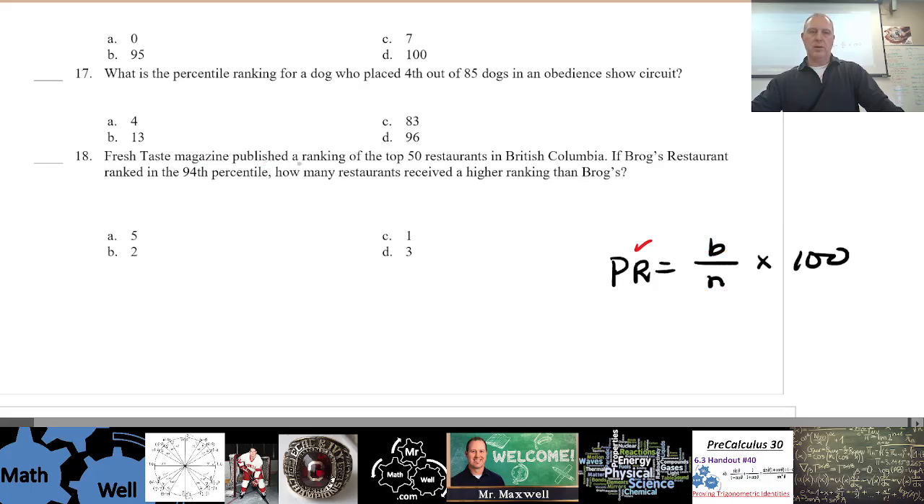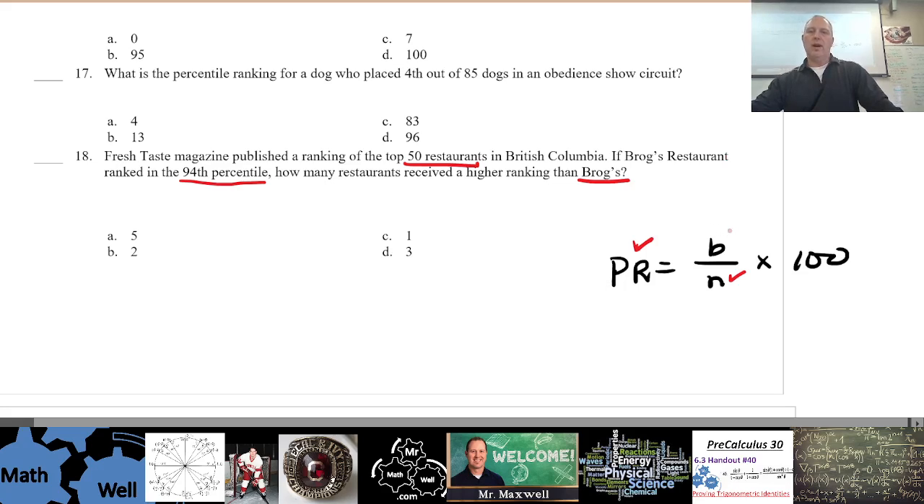Fresh Taste magazine published a ranking of the top 50 restaurants in British Columbia. Looks like 50 is the total number. If Brog's restaurant ranked 94th percentile, so I have the total number and I have his percentile ranking, how many restaurants received a higher ranking than Brog's? Ooh, this is a tough one. This is a very good test question because it really reveals your understanding of this.